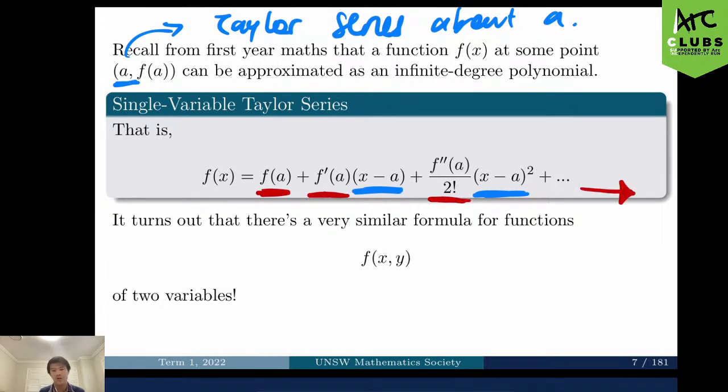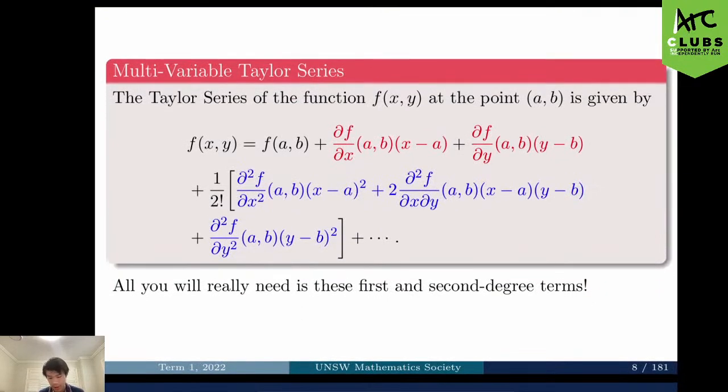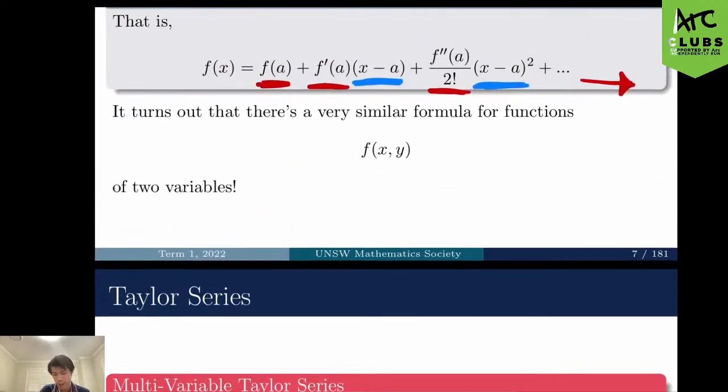It turns out we can have the same kind of thing for functions of two variables. That might look a bit scary, but it's not too scary, because it's actually quite the same point. The Taylor series is doing it as a polynomial.